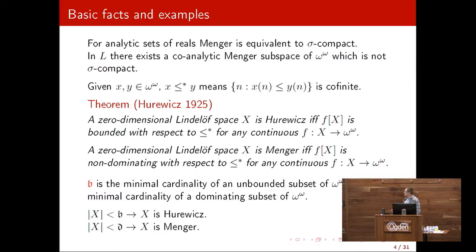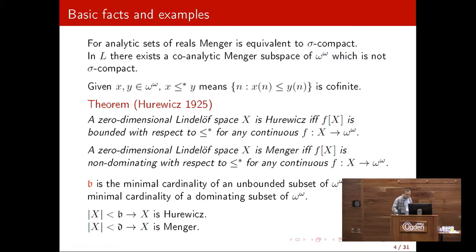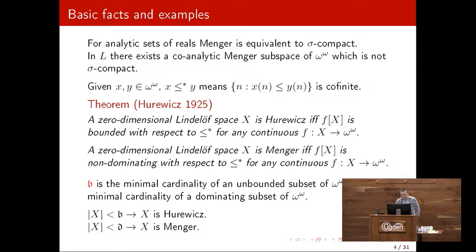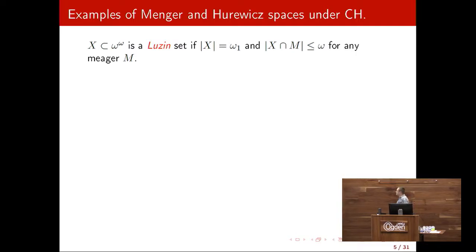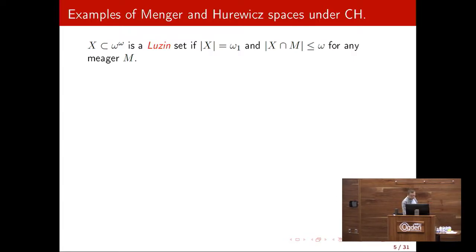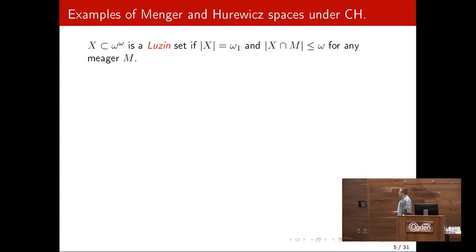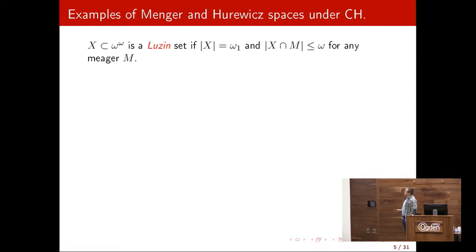Under CH, these two cardinals are just omega 1, and we end up with just countable examples. And, well, that's not interesting. Let's see, under CH, actually, the counterexamples were found even before the properties were introduced. So let me remind you that a subset of the Baire space is a Luzin set if it is uncountable, but it has countable intersection with any meager set. Meager is just the short name for first category.